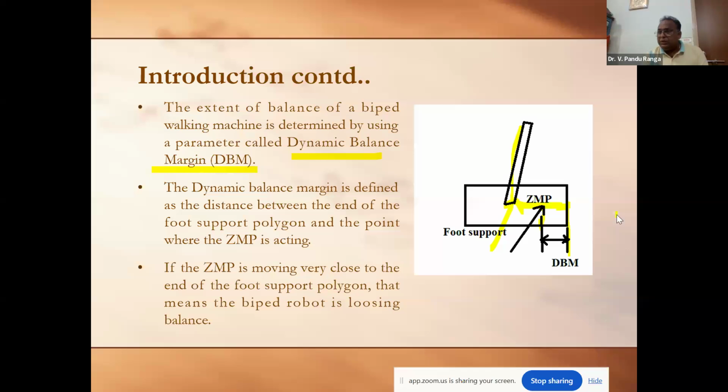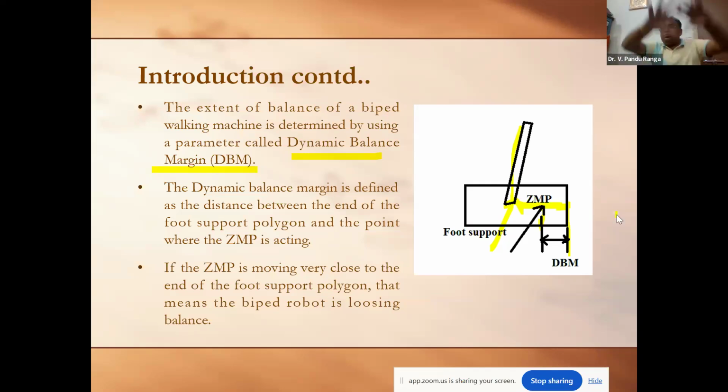This situation happens when we are walking on a slippery surface, or when you suddenly place your foot on the peel of a banana. What is going to happen? The friction between the foot and the ground surface is not sufficient, and the foot starts skidding. Skidding means the ZMP is quickly trying to move out of the foot support polygon. So then we feel that we will be losing balance.